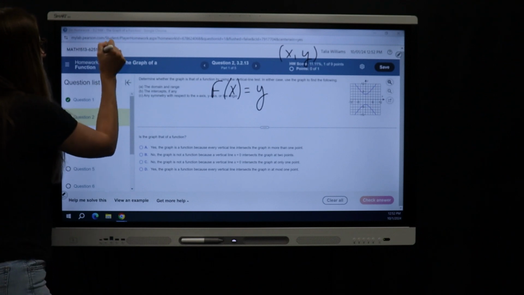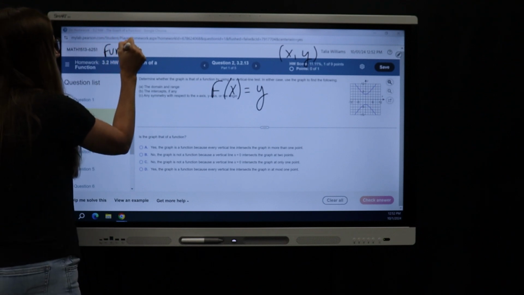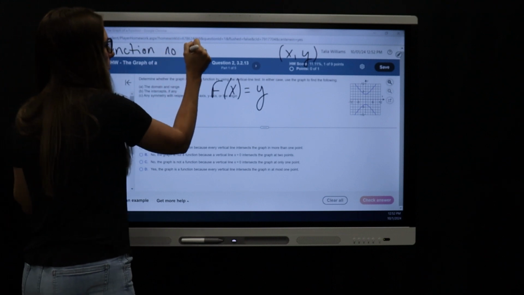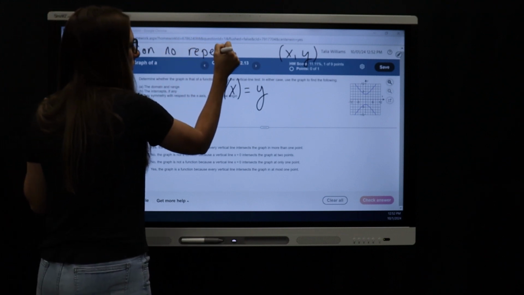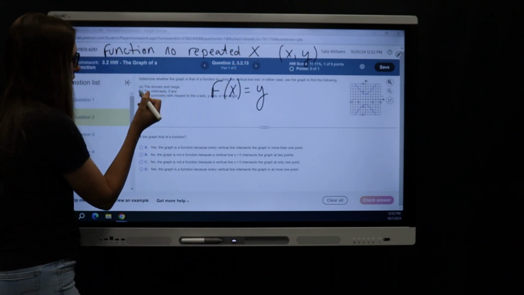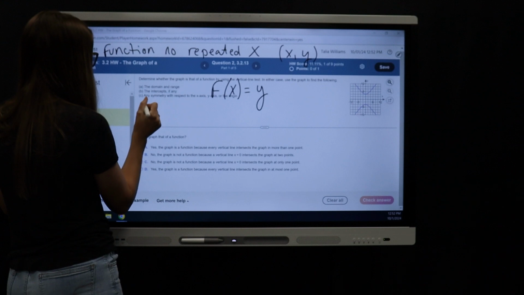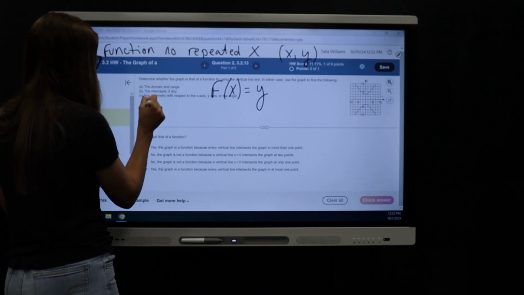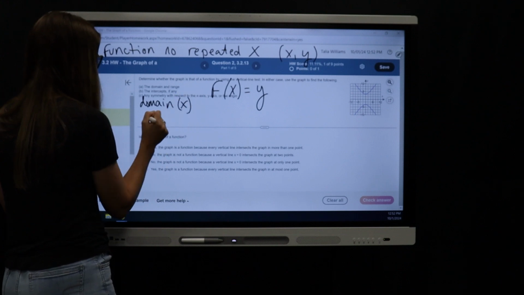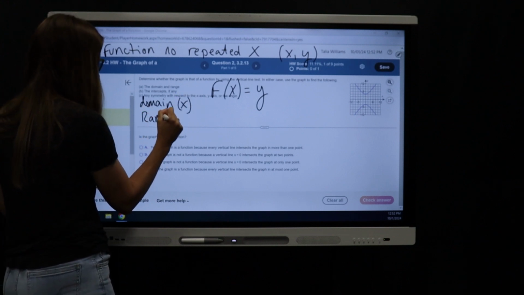Okay, I just want to add some notes. So function, no repeated x, and then domain, I don't know where to write it because I don't know what it's going to look like on the next problem. Domain is x, range is y.